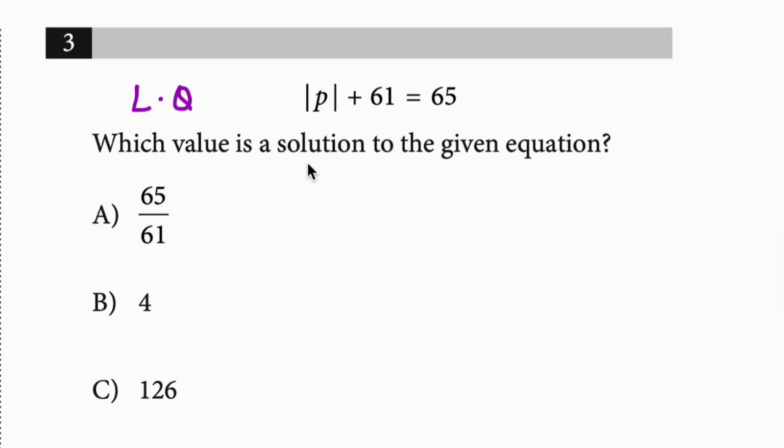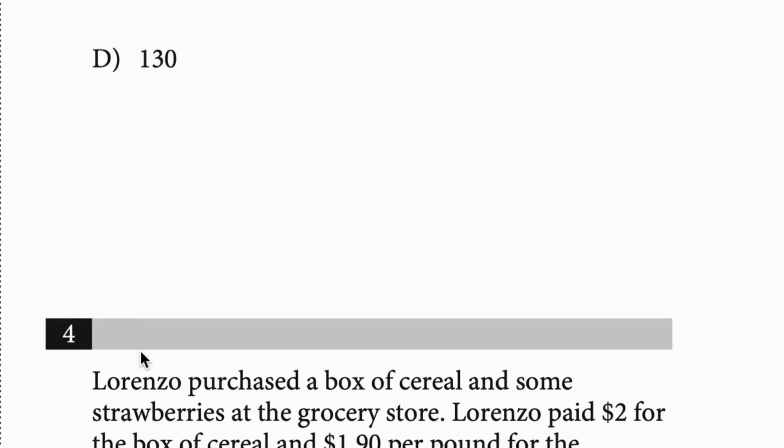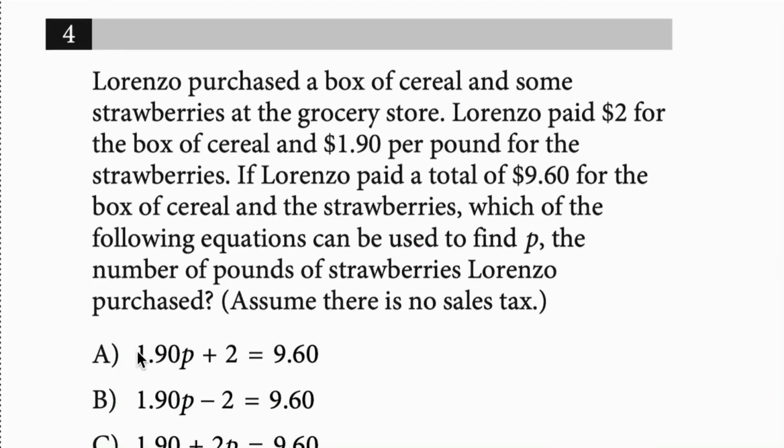Which value is a solution to the given equation? Okay, so that means we have to find this. Now, no need of paper and pen. Just do everything in your head, subtracting 61 on both sides. I am writing it just because I am telling you how to do the question. But 65 minus 61 is 4. So absolute value of P is 4 and B is the right option. That's it. We have done this question. Okay. Now let's come to question number 4.